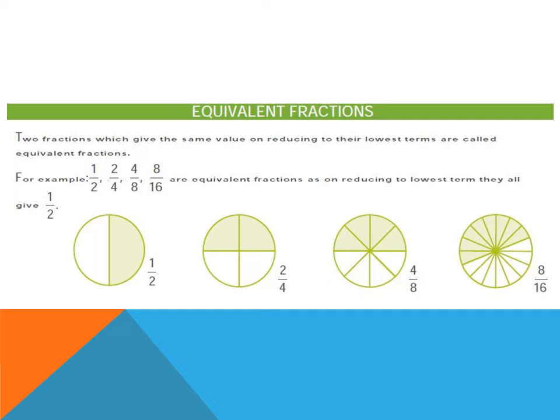Now if you want to represent this in a diagrammatic way, look at the 4 circles given on the screen. In the first one, half means one part if I divide the circle into two parts. In the second circle, 2 by 4, if I divide the circle into 4 parts and consider only 2 parts, then that is exactly the same amount of circle as represented by 1 by 2. In the same way, 4 by 8 and 8 by 16 also.